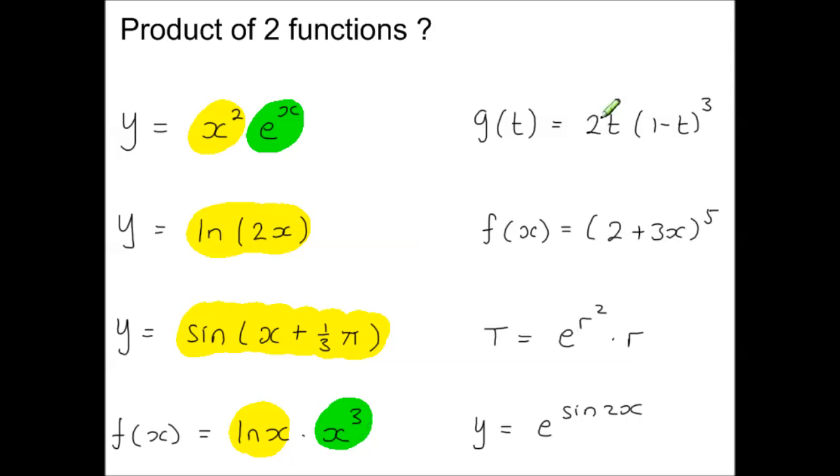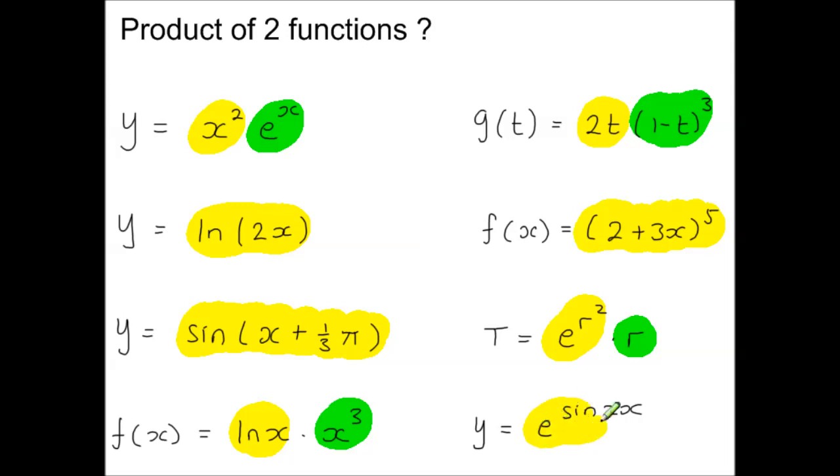This one here, 2t, is a function, and 1 minus t to the power of 3 is a function. We're multiplying them. It's the product of two functions. This one here, that's a single function there. That's not the product of two functions. This one here, we've got an exponential function here, and we've got r. This is the product of two functions. And the last one here, this is an exponential. This is not the product of two functions.